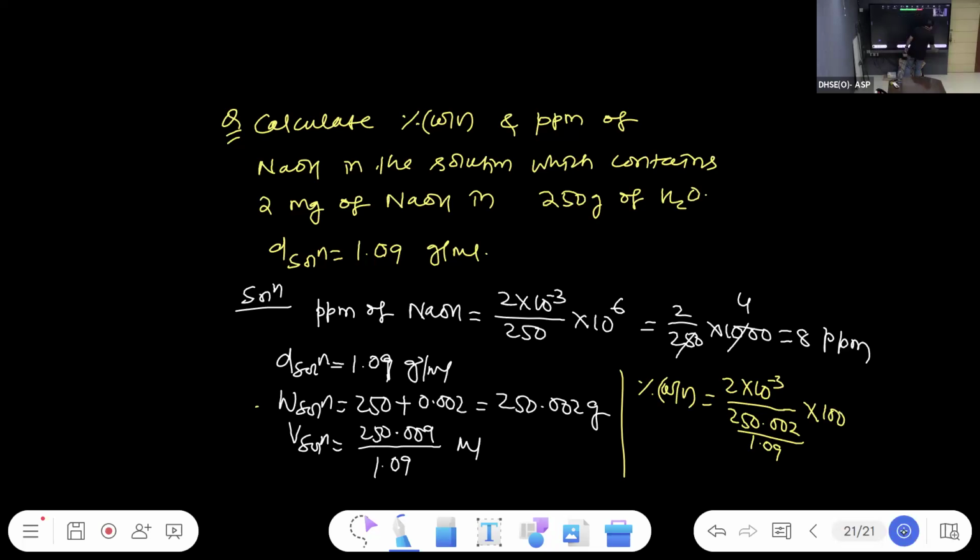Next, mole fraction. What is mole fraction? Suppose in a class there are 60 students. Among the 60 students, 25 are girls and 35 are boys. Then what is the fraction of boys in the class? The number of boys divided by the total number of students. So 35 by 60. This is a fraction.